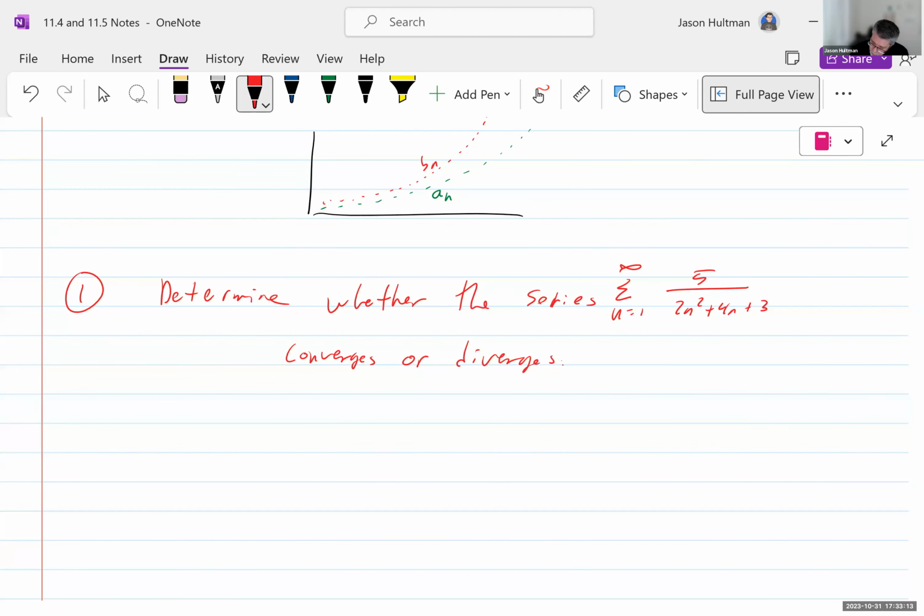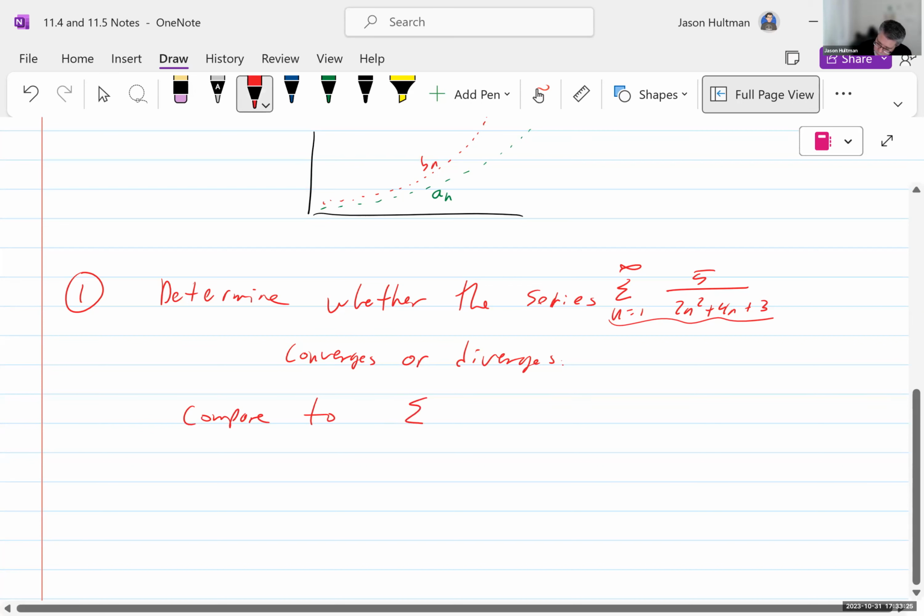Let this be the first series. And I want to compare that to this series here, which is 5 over 2n squared. Okay. Now I know that this series converges because this series is a p series with p equaling 2. Okay, it just happens to have a coefficient in front of it of 5/2, but it's still a p series. So convergent.